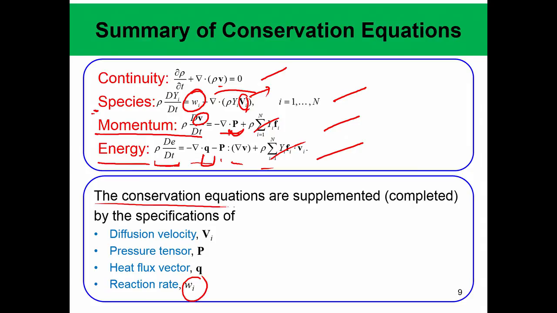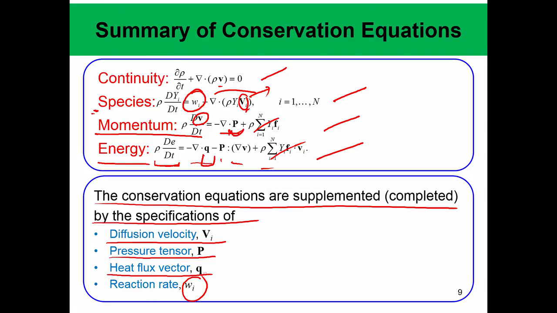So, these conservation equations are to be supplemented by specification of the diffusion velocity Vi, the pressure tensor P, the heat flux vector Q, and of course the reaction rate Wi. And we will supplement these things.